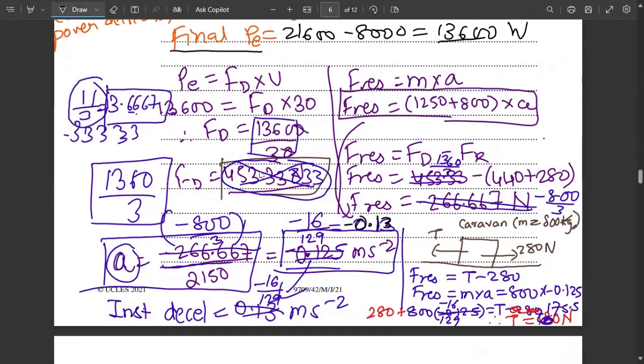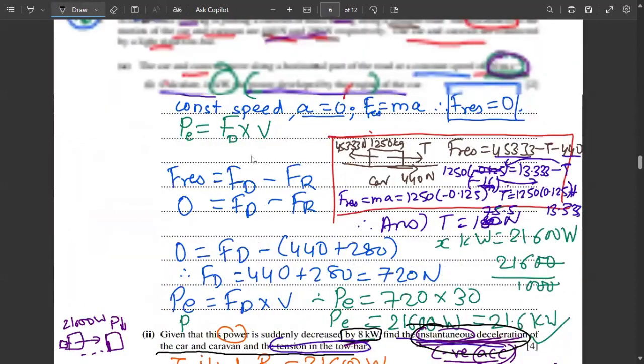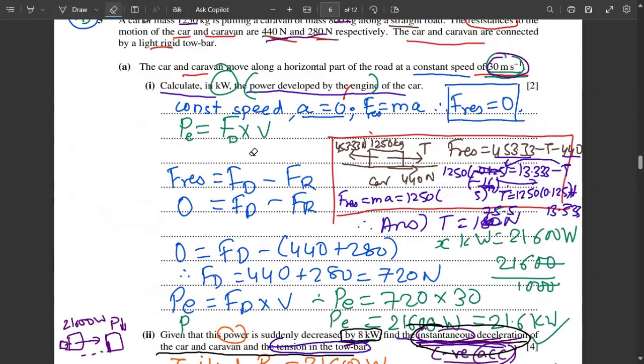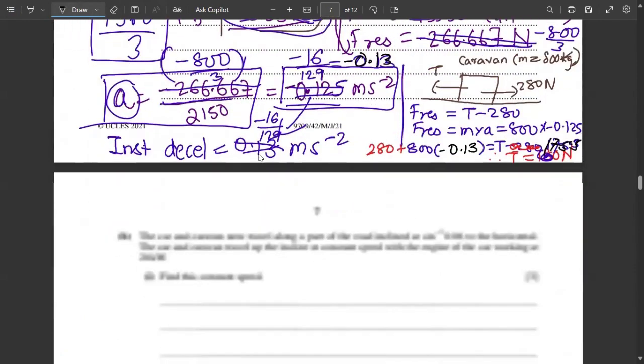We can use this in the decimal form. So we can take this as minus 0.13 here. Even here, we can take this as minus 0.13. So here also we'll get minus 0.13. Now if you put it in the calculator, you will get 175.5 Newton. Now what you need to realize is there are two rules for this.